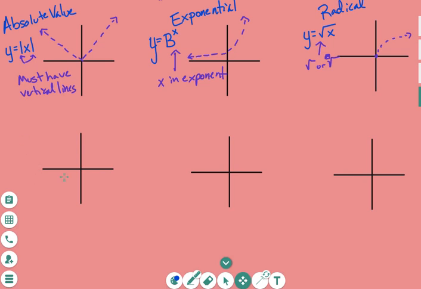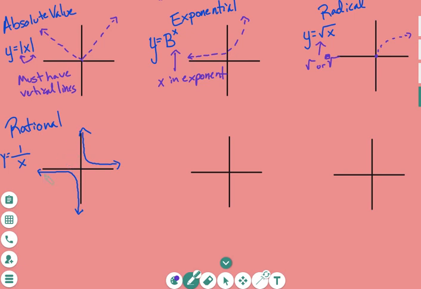Moving on, the next one would be our rational graph. Not to be confused with a radical. A rational is an equation with a fraction, where the x is in the denominator. So this graph actually looks a little bit like the exponential, just a little. But it's different because it has two pieces to it.